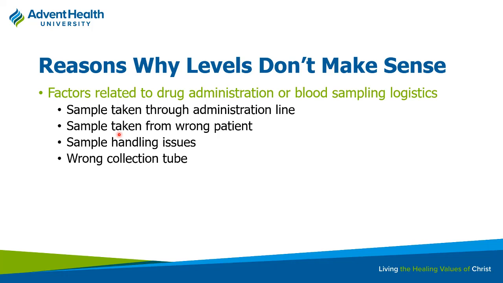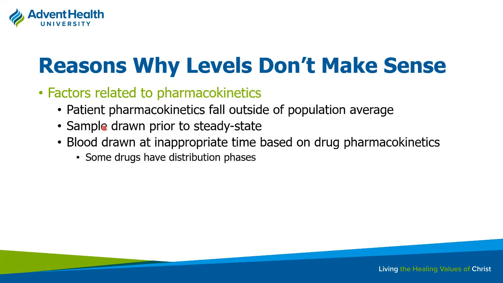There could be sample handling issues where, let's say, the level was supposed to be kept on ice after it was drawn and they kept it at room temperature, that can potentially affect it. Or if it was in the wrong collection tube, as I mentioned, right? If you put a blood sample you want to check for coagulation into a heparinized tube, that's obviously going to screw it up. Or if I put a lithium level into a lithiated tube, that's going to screw it up. And then, does your patient fall outside of the kinetic ranges that you would normally expect for an average population? That could be a possibility.